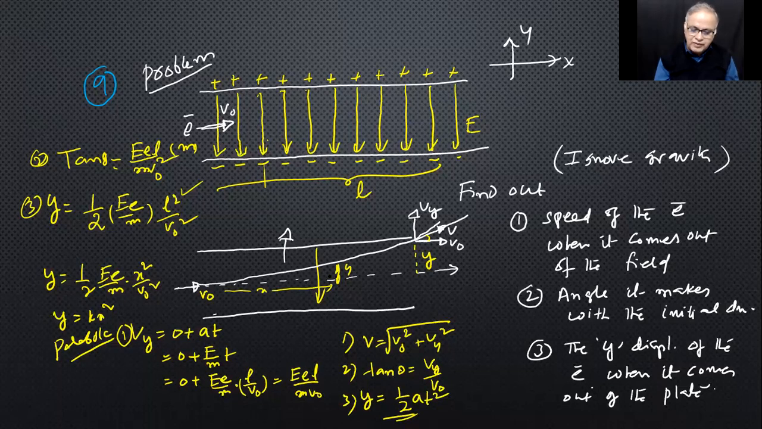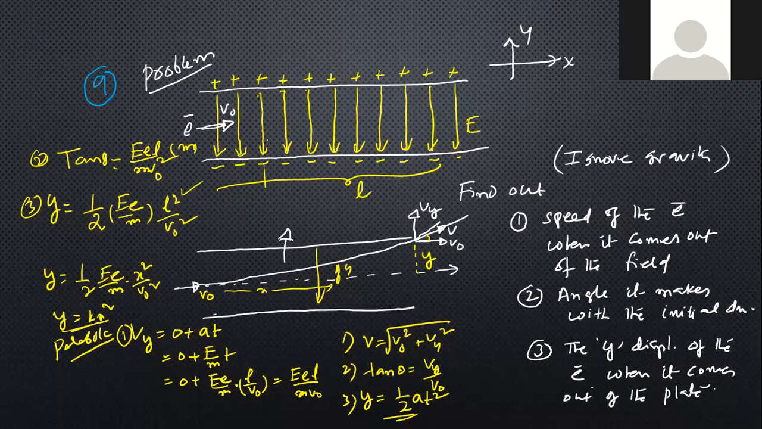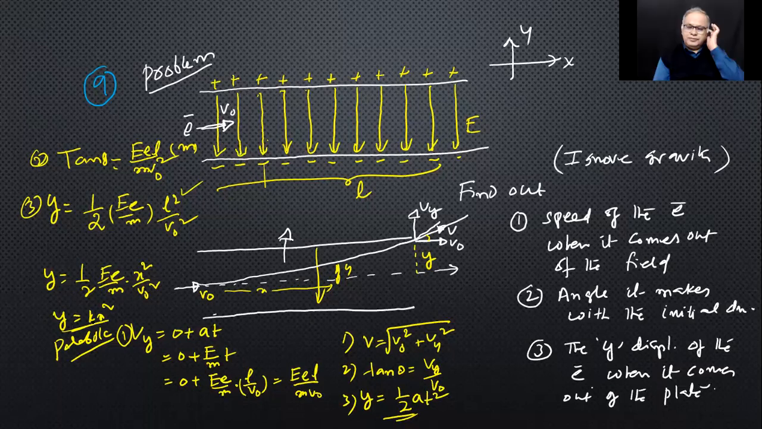So somewhere I took x. x by v naught will be the time until here. So if I substitute that, I'll get y equals some constant into x square, which means it's a parabola. To show that the path is a parabola, I took a general x along the length of the plates. Yes. To show that it's a parabolic path. Yes. Okay.